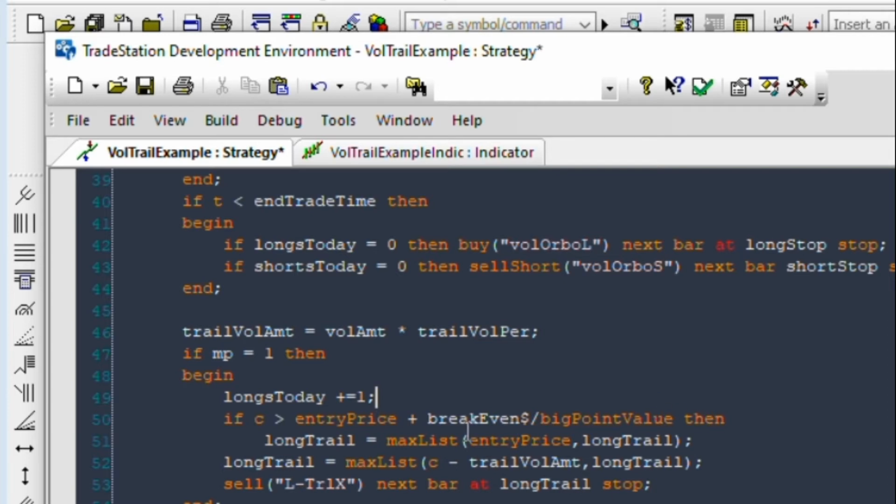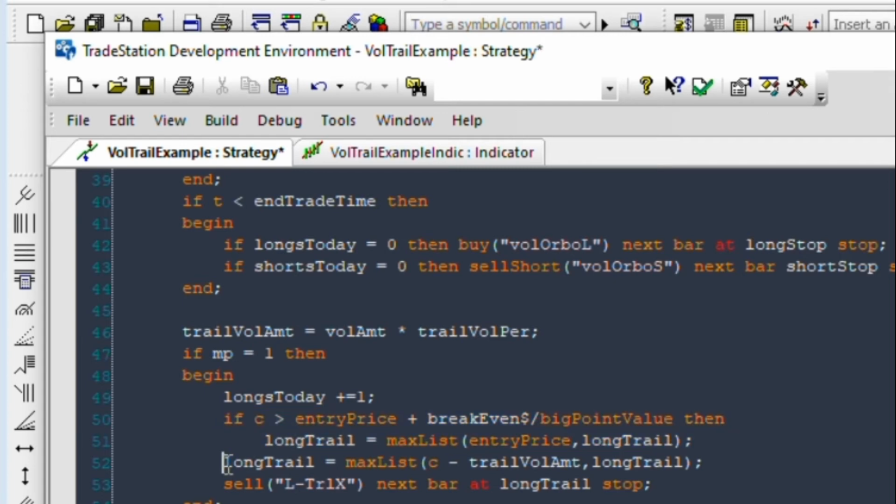Okay, if that happens, then I'm going to pull my long trail up to at least the entry price or the long trail, whichever is greater. So if long trail up to that point is not equal to the max entry price, I pull it up by using the max list. I take the larger of the two values. Okay, said that it hasn't occurred yet.